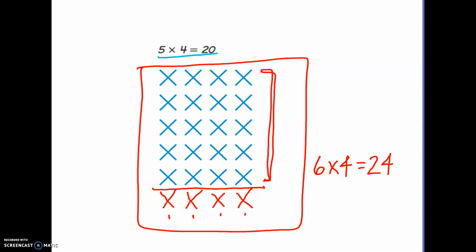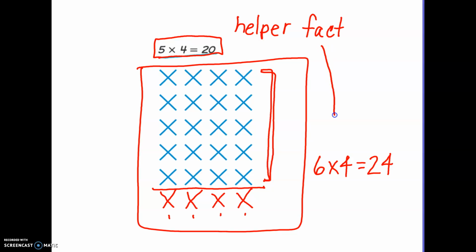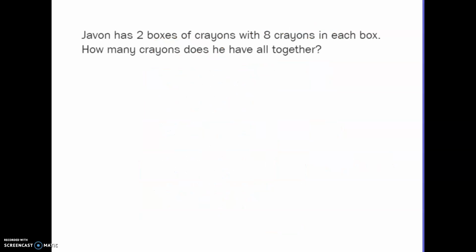When we add a row, we can consider our original number model a helper fact. Okay, because we've already figured it out. So we can use that helper fact, and it's going to help us figure out another problem. Okay? So the strategy that we're going to be using today is going to be adding a group. And our group is going to be a row of something that we're going to add. So here is another problem.